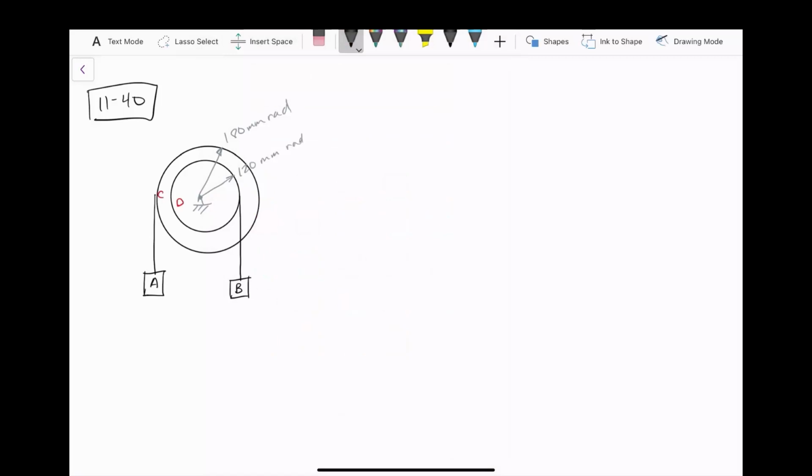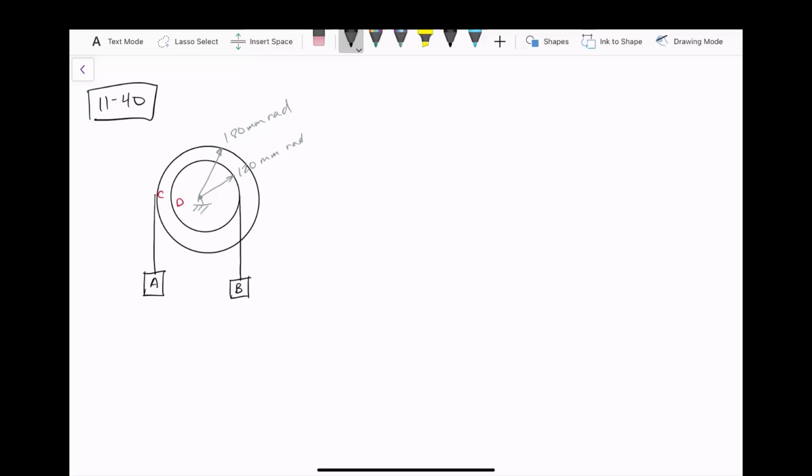Okay, so we have 2 pulleys. The way I've drawn it's not quite concentric, but I think you get the idea here. They are fastened together, C and D, these two pulleys. And so that means that if D is rotating clockwise, that means C is also rotating clockwise. They're both centered at that point of rotation at the middle.